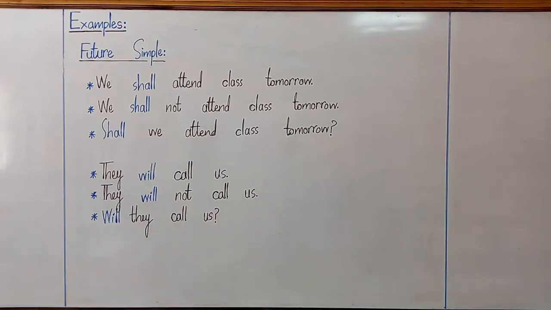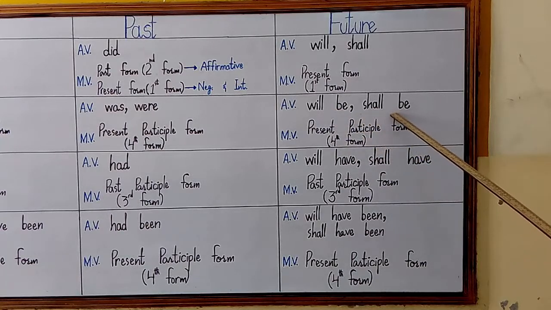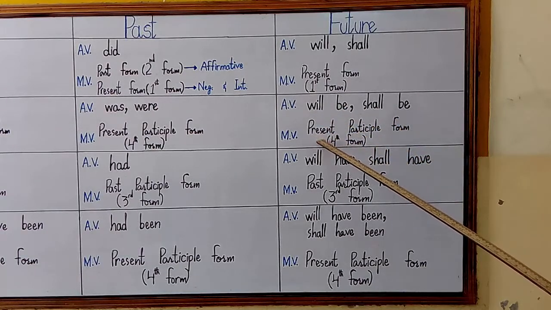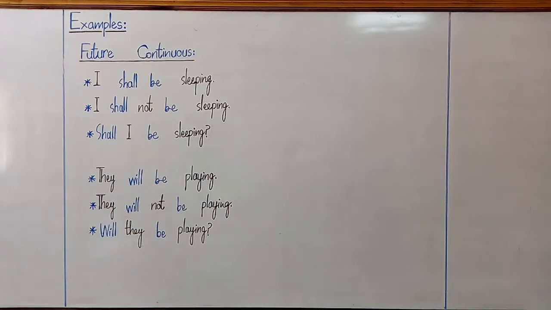Will they call us? In future continuous, we use will be or shall be as auxiliary verb, and we use present participle form, which means fourth form of main verb. These sentences on the board are the examples for future continuous tense with the usage of shall be and will be as auxiliary verb and the usage of present participle form of main verb. I shall be sleeping. I shall not be sleeping. Shall I be sleeping? They will be playing. They will not be playing.